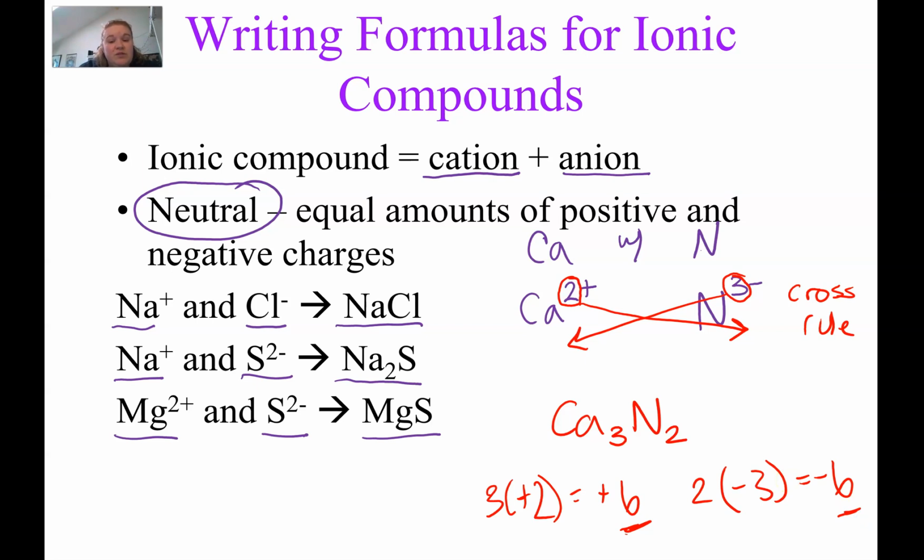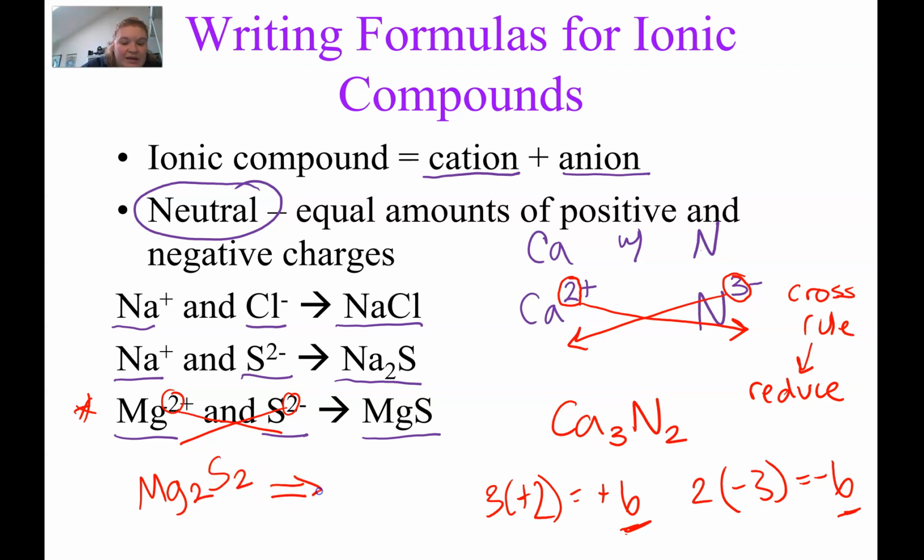Now if you use the cross rule, the only catch is after you use the cross rule, you want to reduce the numbers if needed. So for example, with the magnesium and the sulfur over here, if we decided to just do the cross rule, we would get Mg2S2. We would want to reduce that down, divide everything by 2, so that we would just get MgS. So the cross rule will work every single time as long as you're also reducing it.